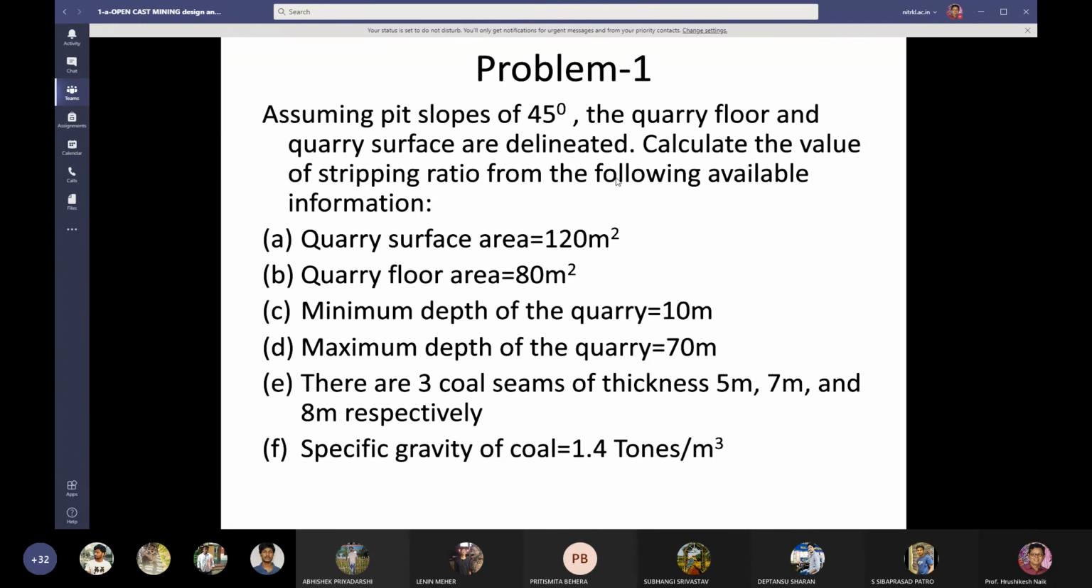Take this assignment and calculate the value of stripping ratio from the available information. If you are not able to solve it, then I'll send you the solution.